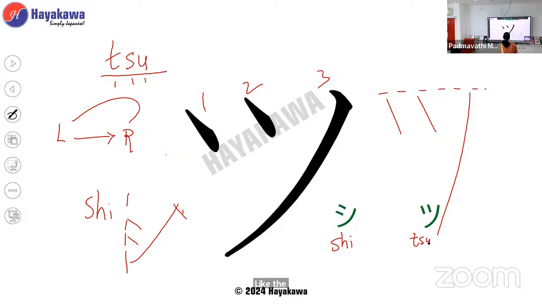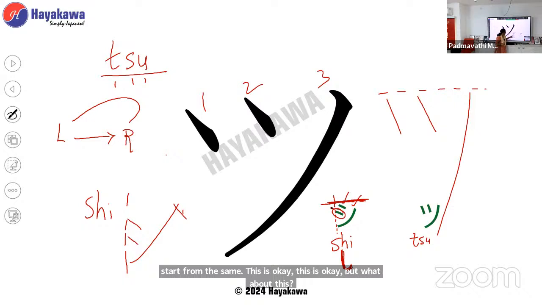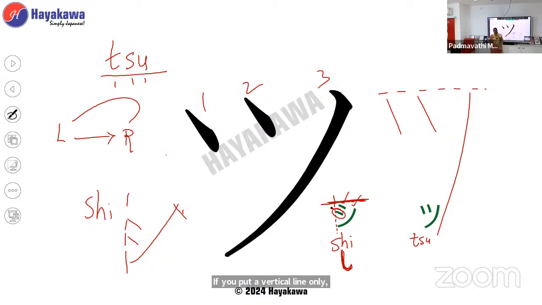For shi, it's horizontal. You just compare it with hiragana shi. Hiragana shi is like this, the vertical line is there, right? So you draw a vertical line like this and it should start from the same base. If you put a horizontal line, it won't work out. All three will not start from the same base. But if you put a vertical line, all three start from that side. So if it is confusing, you can easily distinguish between both.